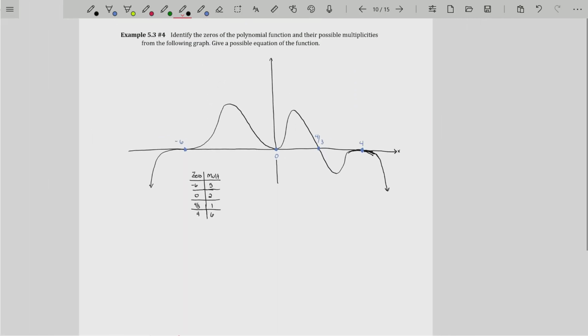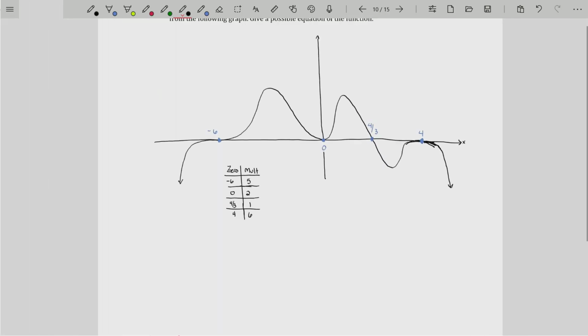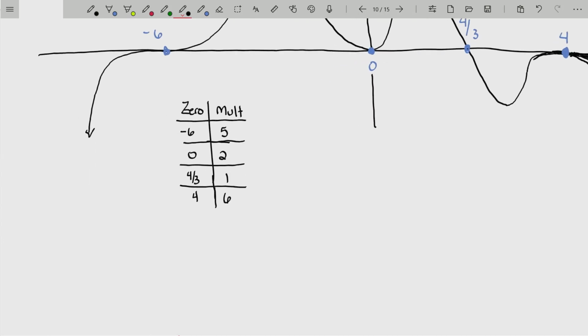Now we're being asked to throw together a possible equation of the function. Well, let's start. P of x. I'm going to leave a little bit of space in front of everything because of something here. Let's start with the 0 at -6. So x minus -6, which is x plus 6, should be raised to the 5th power. x minus 0, or x, should be raised to the 2nd power. x minus 4/3 should be raised to the 1st power. And then x minus 4 should be raised to possibly the 6th power.